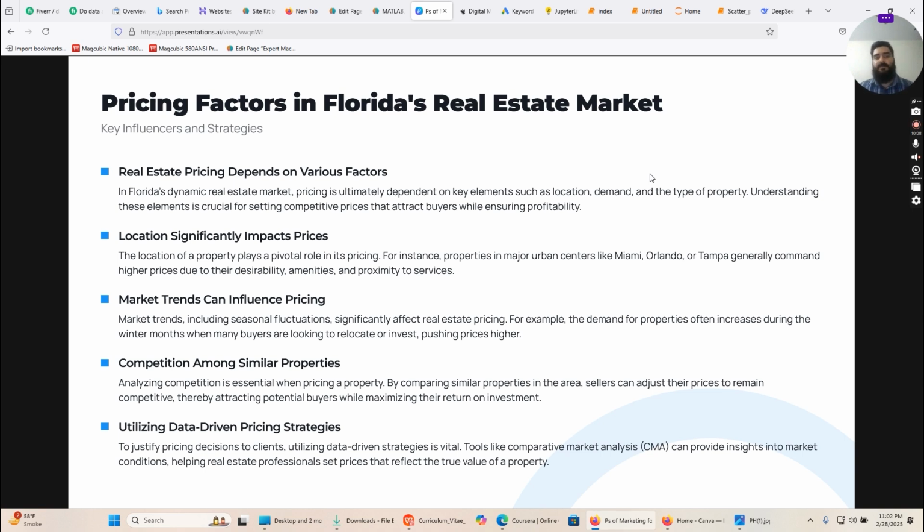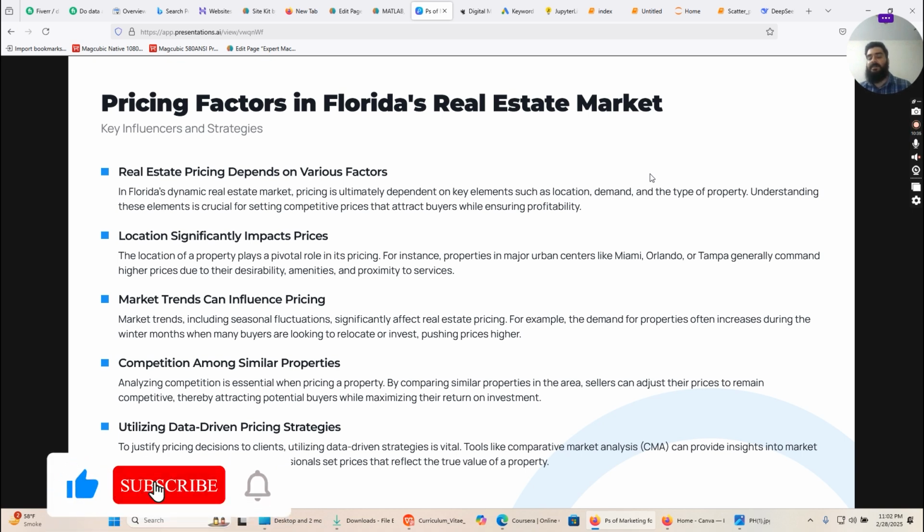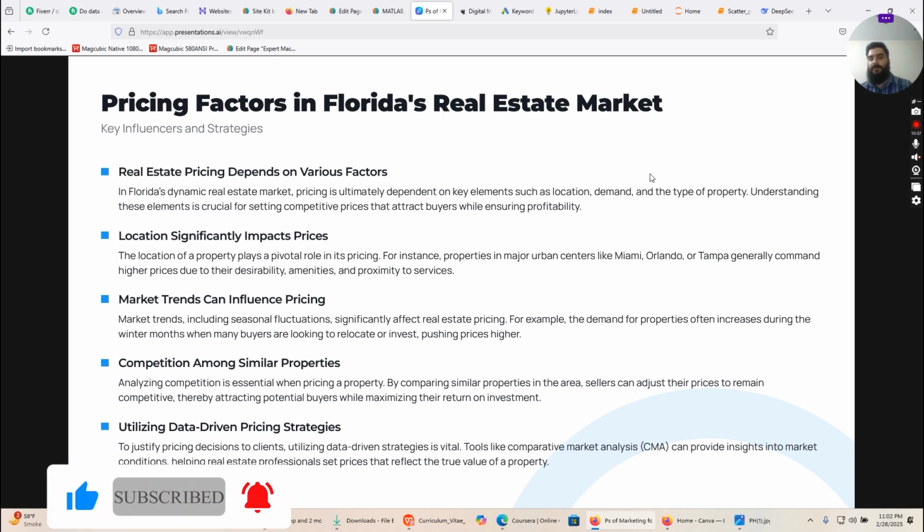The location of a property plays a pivotal role in its pricing. For example, let's take an example. Properties in major urban centers like Miami, Orlando, or Tampa generally command higher prices due to their desirability, amenities, and proximity to services. Like you know that Miami is a famous destination spot for tourism, and it is also well known for its luxurious properties, so it has that kind of standard in people's minds. So definitely, the locality of a property would impact the price significantly.